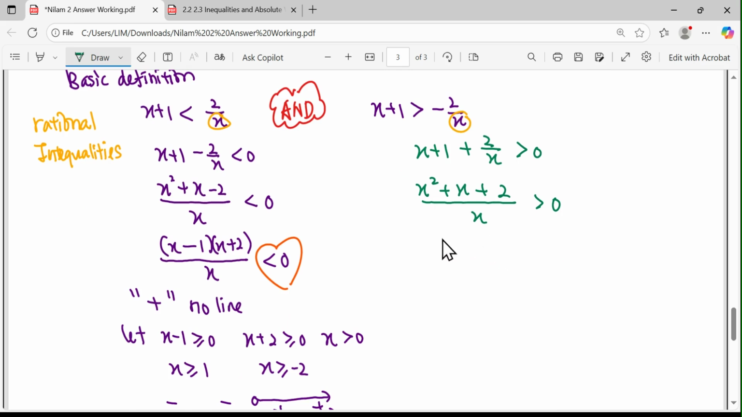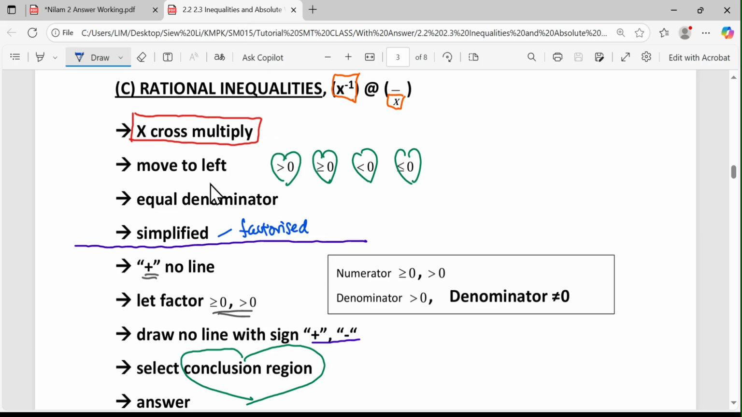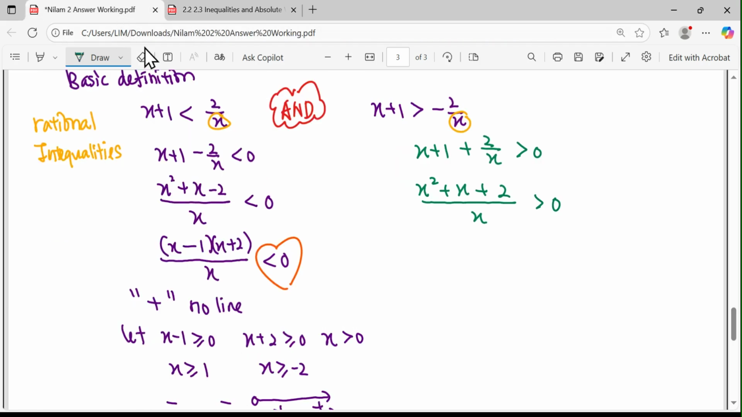And we try to factorize. Move to the left, equal the denominator, simplify, factorize. So can we factorize this? We can try to press your calculator. Can we factorize this quadratic? I think this quadratic cannot be factorized.